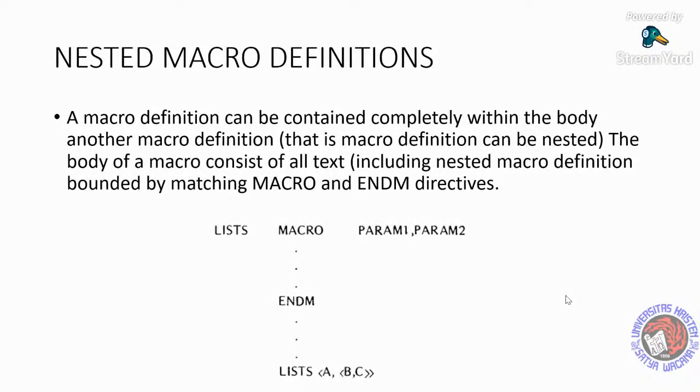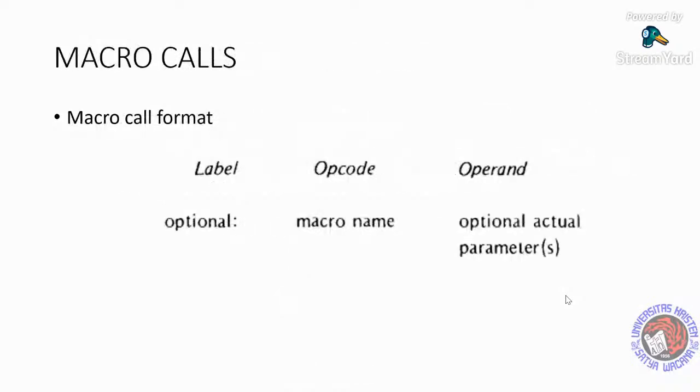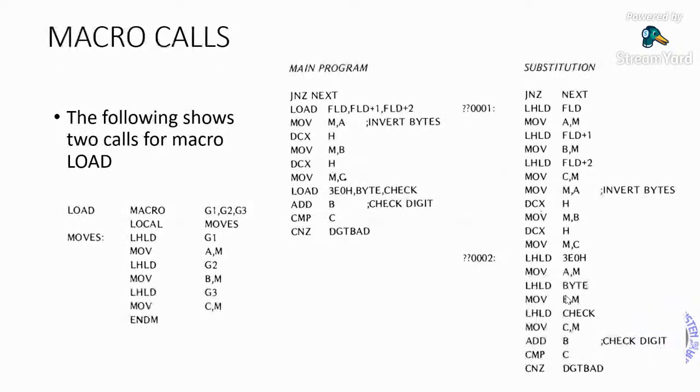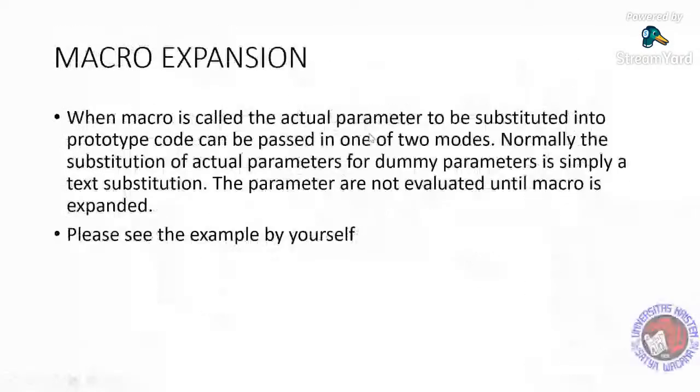This is the nested macro definition. These are macro calls. You just simply call the macro. This is the load macro, and then this is the macro, G1, G2, G3. You do the load here as a macro call. Okay, we have a macro expansion. When a macro is called, the actual parameters are substituted into the prototype code. Normally, the substitution of actual parameters for dummy parameters is simply a text substitution. The parameters are not evaluated until the macro is expanded.